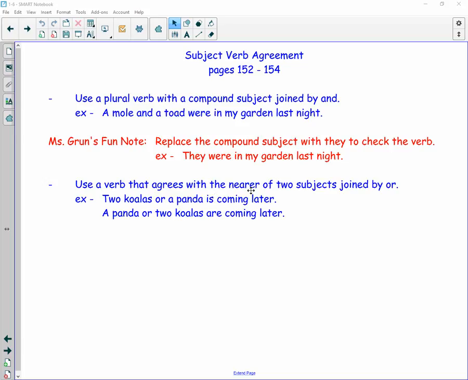Use a verb that agrees with the nearer of the two subjects joined by "or." So, two koalas or a panda is coming later. You would cover this, and it would just be a panda is coming later. A panda or two koalas are coming later. You cover this first part, and it's just two koalas are coming later. If you have "or," you look at the word right before the verb.